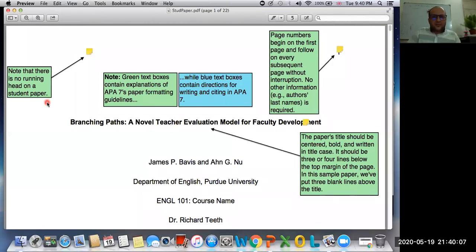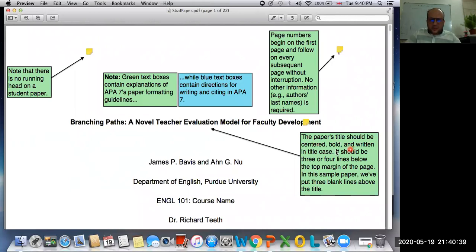Very great. So one of the most crucial points is that there are no running heads on your paper at all. You don't need to include anything here. Just indicate your title, as you can see here. Branching Paths, a Novel Teacher Evaluation Model for Faculty Development. This is the research topic. This is the research title.